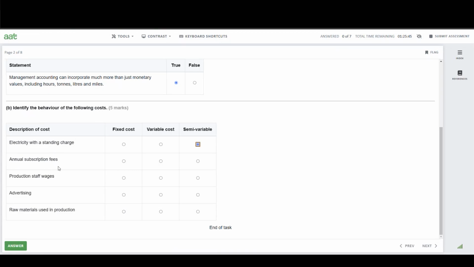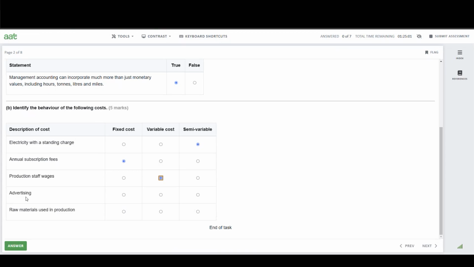Annual subscription fees. So it tells us this cost is annual. It doesn't relate to activity. It's just a cost per year. So that will be classed as a fixed cost. It's not going to increase or decrease with activity. Production staff wages. Okay, well, we know if we produce more units, that will usually take more labour time. And that labour time usually increases in direct proportion to activity, or decreases in direct proportion to activity. So our staff wages for our production employees will be classed as a variable cost.